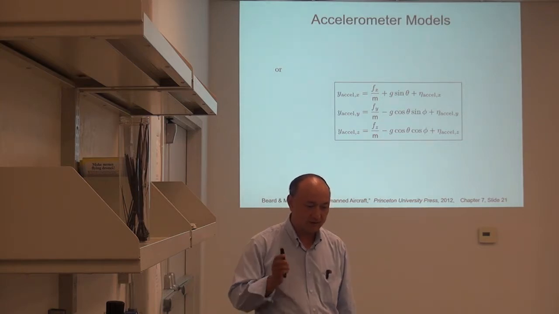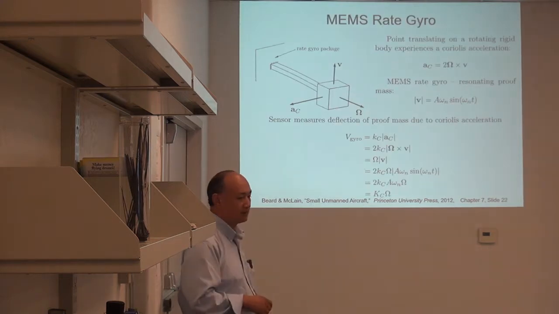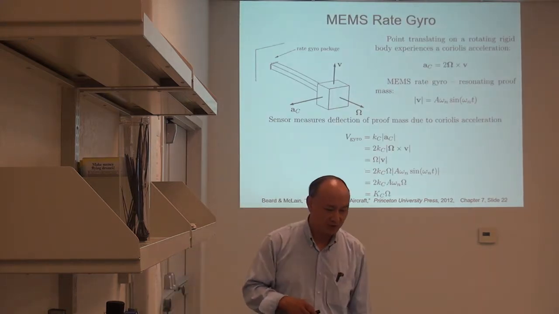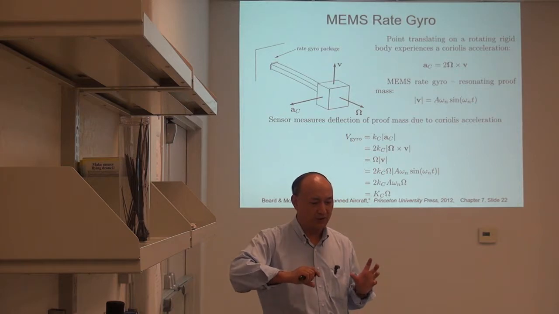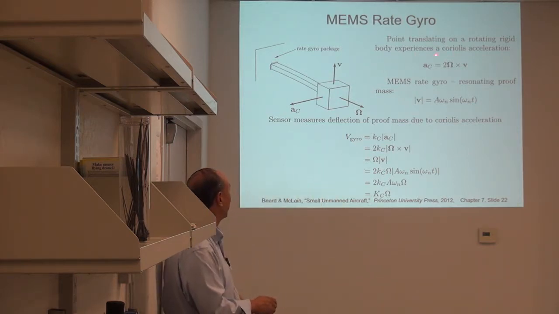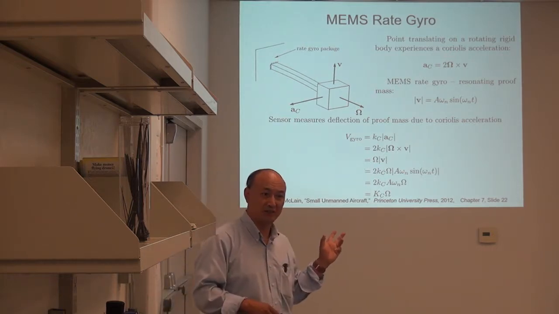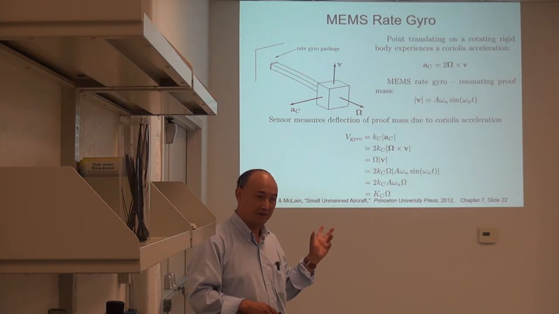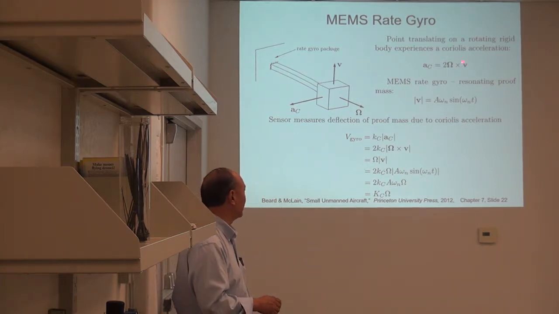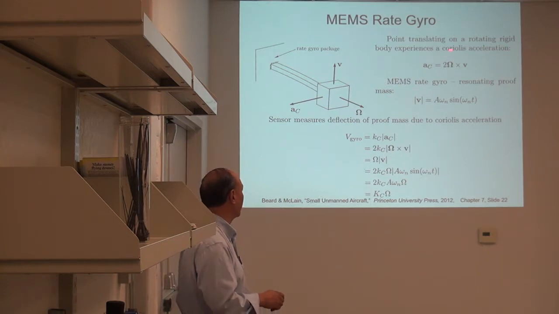All right. So next, we are going to talk about the MEMS rate gyro. Of course, using a point translating on a rotational rigid body, there is the Coriolis acceleration. I'm not sure you covered this one in your statics and dynamics. You haven't. But let's assume that you know this is a cross product of two vectors. Omega is a matrix and V is a vector.